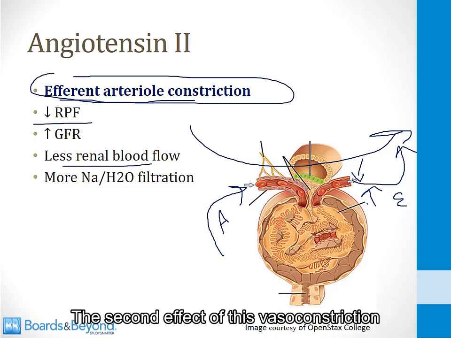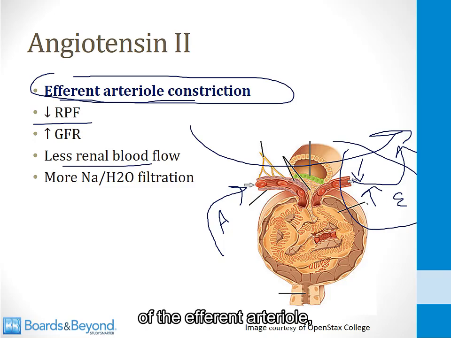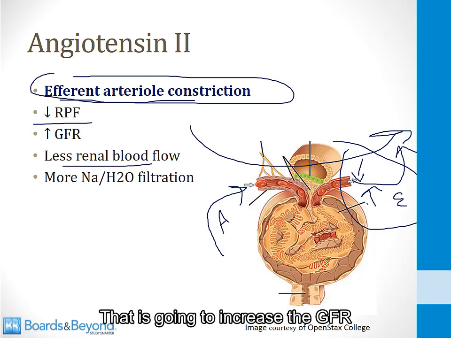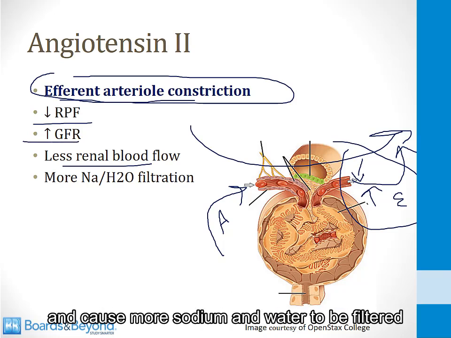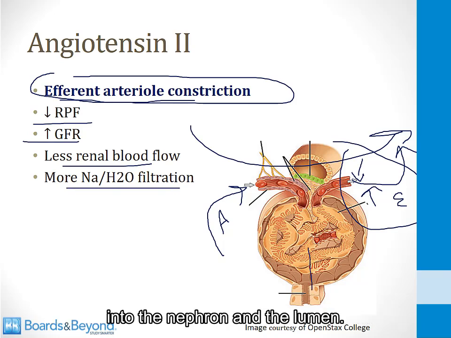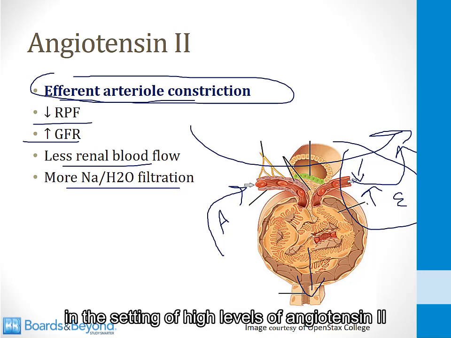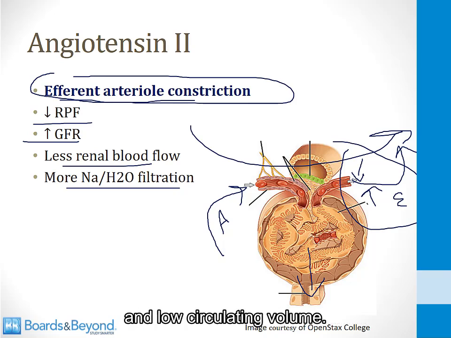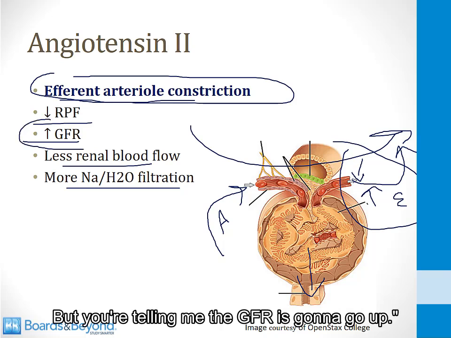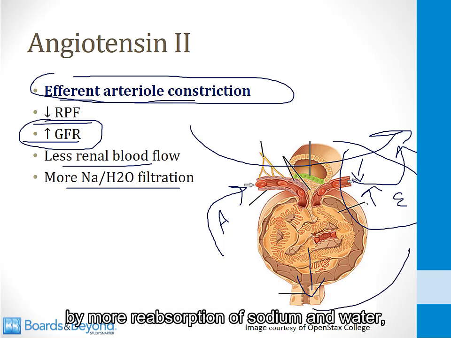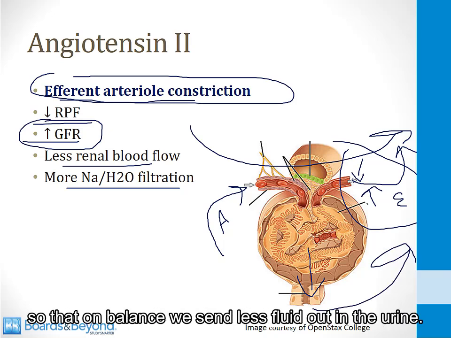The second effect of this vasoconstriction of the efferent arteriole is that we are going to raise the hydrostatic pressure in the glomerular capillaries. That is going to increase the GFR and cause more sodium and water to be filtered into the nephron lumen. Now you might be saying, wait a second, Dr. Ryan, I thought you said we want to excrete less sodium and water in the setting of high levels of angiotensin II and low circulating volume, but you're telling me the GFR is going to go up. Well, it's true that the GFR goes up, but that is going to be balanced by more reabsorption of sodium and water so that on balance we send less fluid out in the urine.